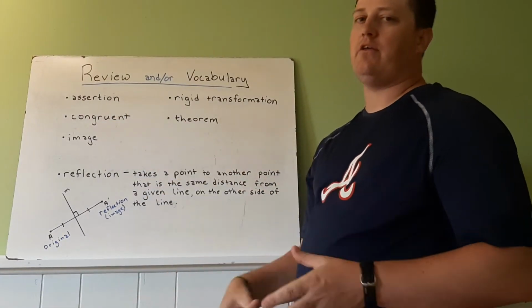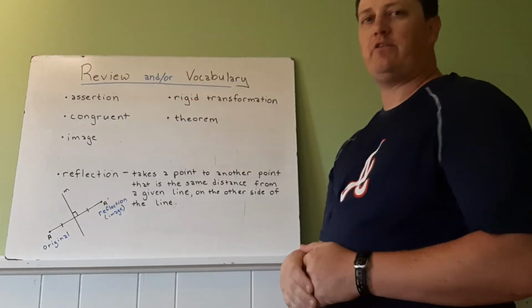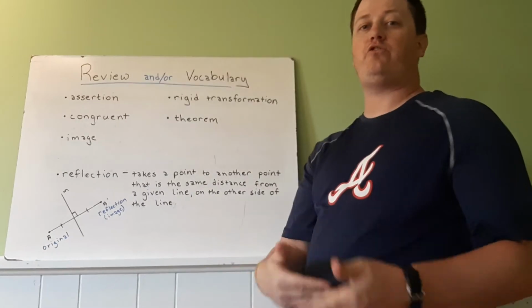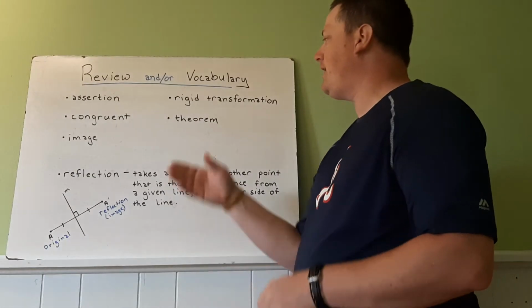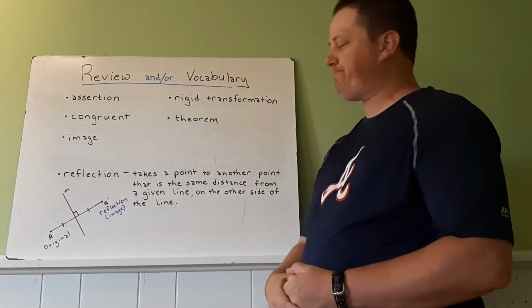The image is what we create with our transformation. Rigid transformation are the directions to the transformation that moves it. And then our theorem is something that we've mathematically proven.